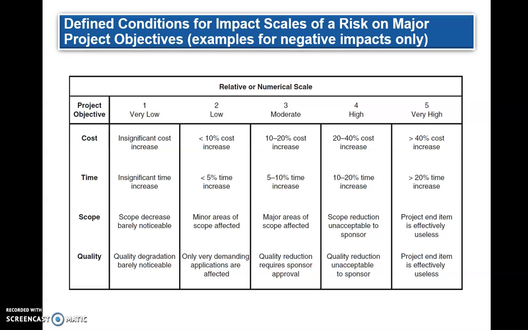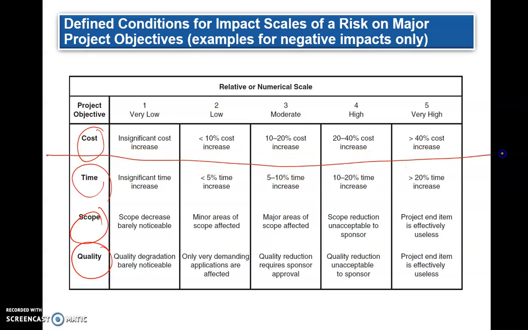So we're going to take the negative impacts only in this area. This is the defined conditions for impact scales of a risk of a major project. So if you take a project objective as cost, time, scope, and quality, let's take cost. Cost-wise, in the numerical scale or relative scale, very low risk is going to be insignificant cost increase, whereas very high risk is going to be greater than 40% cost increase.